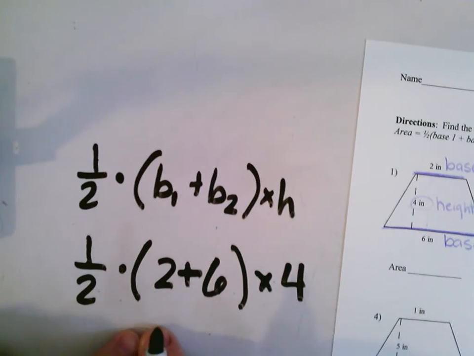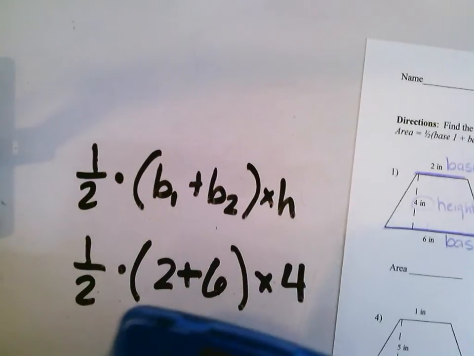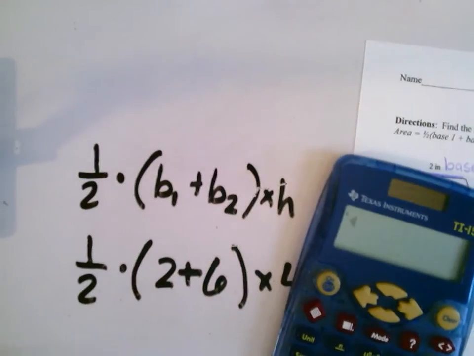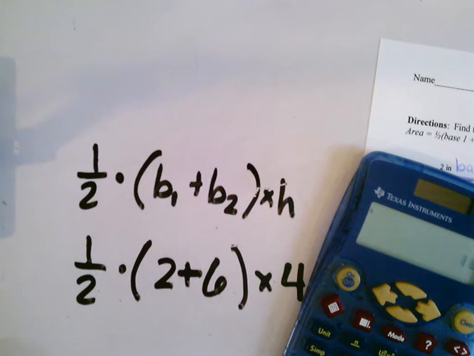I'm going to put all of this in my calculator. I can do one of two things. I can do 1/2 times, and then parentheses, 2 plus 6, close parentheses, times 4, and I get 16.